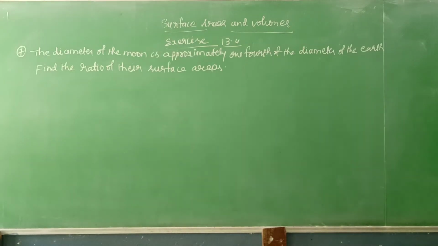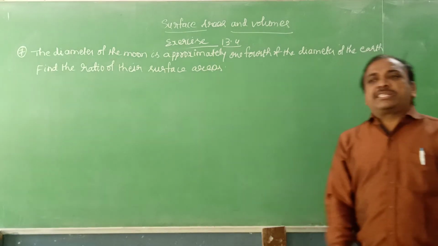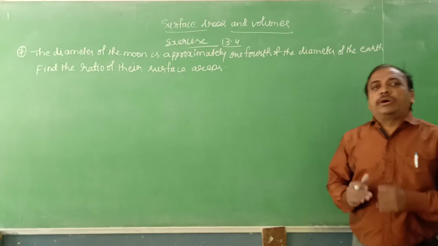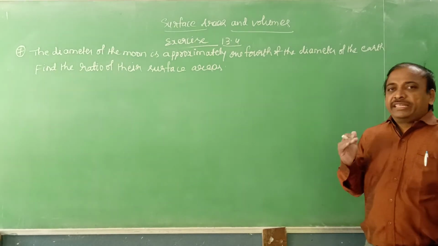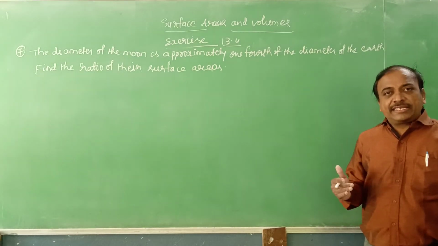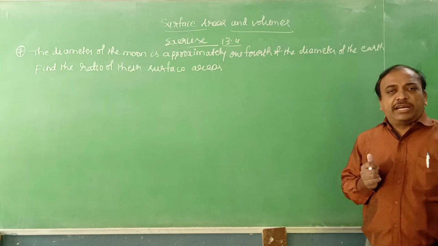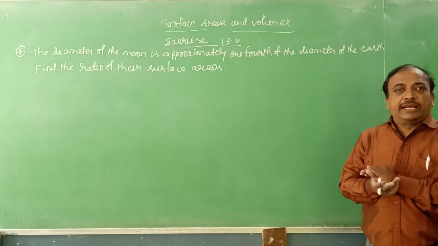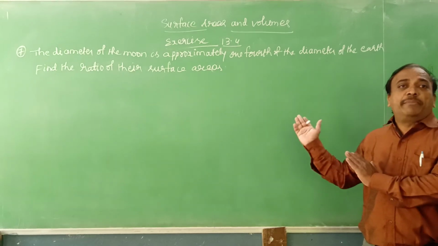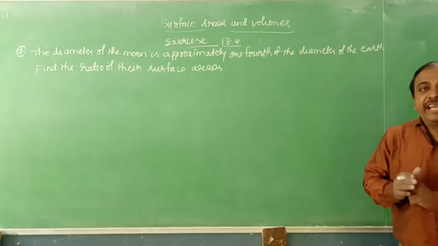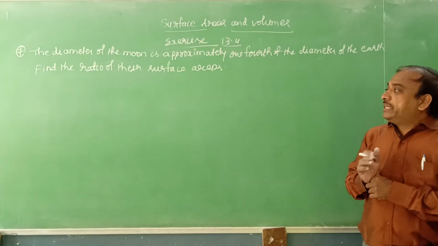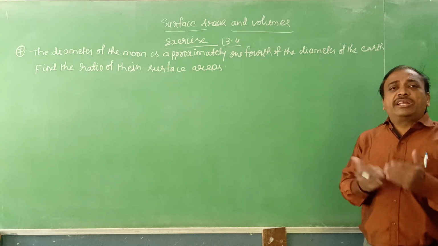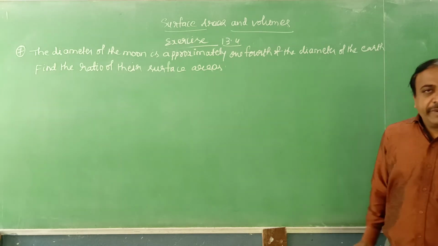Now question number 7. The diameter of the moon is approximately 1/4 of the diameter of the earth. Then find the ratio of their surface areas. Which is the bigger? The earth is bigger, and the moon's diameter is 1/4 of the earth's approximately. Both are in a spherical shape.